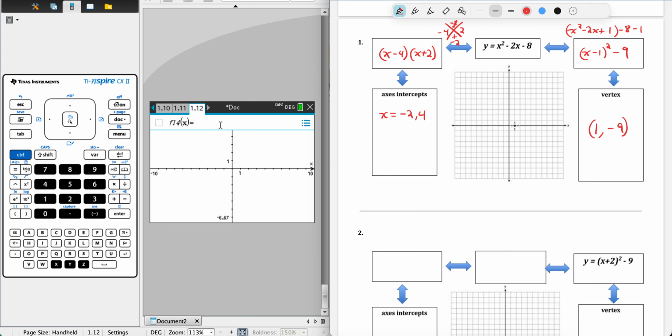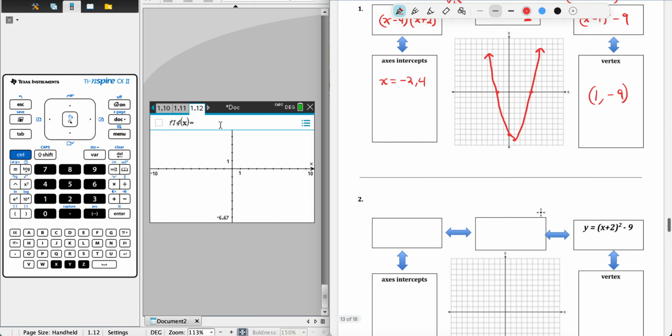Okay, so vertex at (1, -9), that's going to be here. All right, I'll have my x-axis intercepts at -2 and +4. 1, 2, 3, 4. Okay, and let's see, I'll also have my y-axis intercept that's going to be here at -8. I know that because of my c value right here in standard form. And we can go ahead and sketch by connecting all of our dots. Okay, so it's going to look something like that.